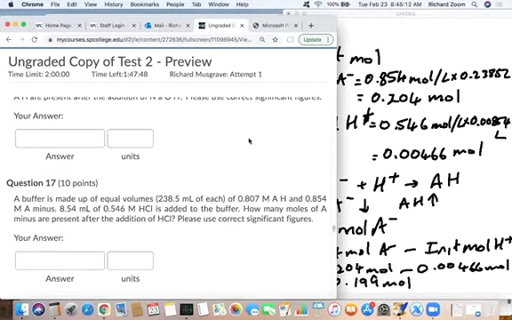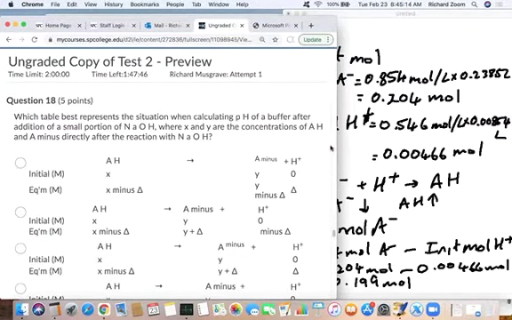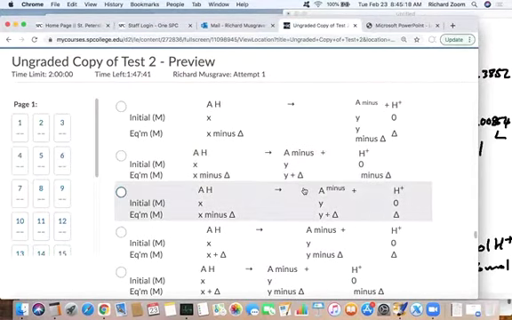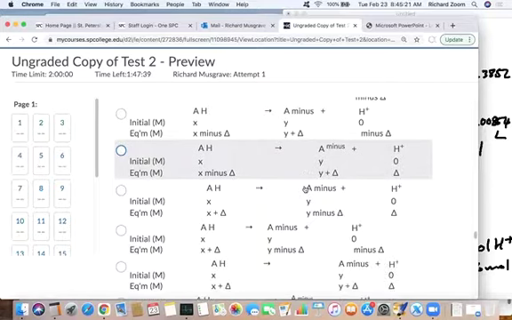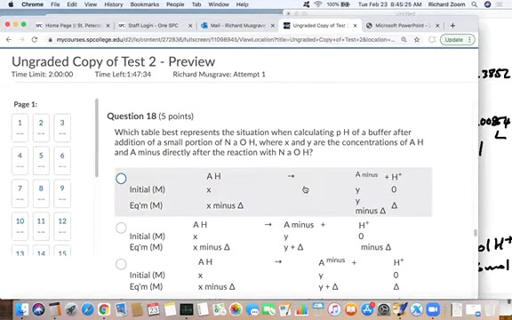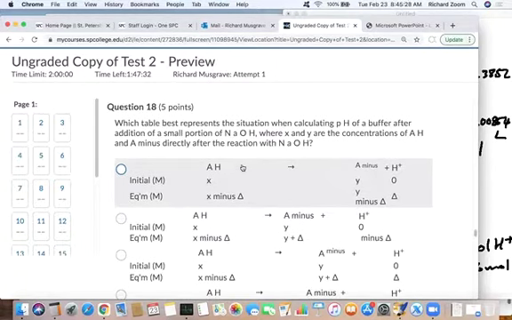Okay, so 16, 17, now 18. You'll have to figure this one out yourself and figure out which table you're going to see. The clue I'm going to give you here is that it doesn't matter whether a small portion of NaOH or H plus is being added. The answer is going to be the same table for number 18, regardless of what the situation is. And that's because this table is after the reaction has occurred.